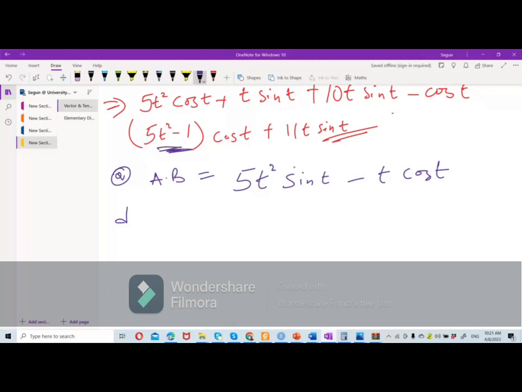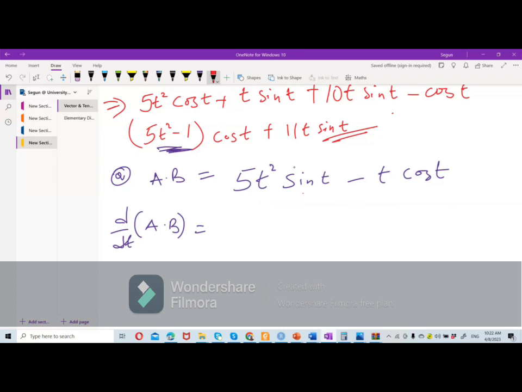Now, I can differentiate A dot B. You have to be smart when you are differentiating this. It simply means you differentiate one and hold the other constant, like that. When I'm differentiating 5t squared, I will hold sin t constant. When I'm differentiating sin t, I will hold this one constant. That is the meaning. Have I made it clear to you? Yes, sir.